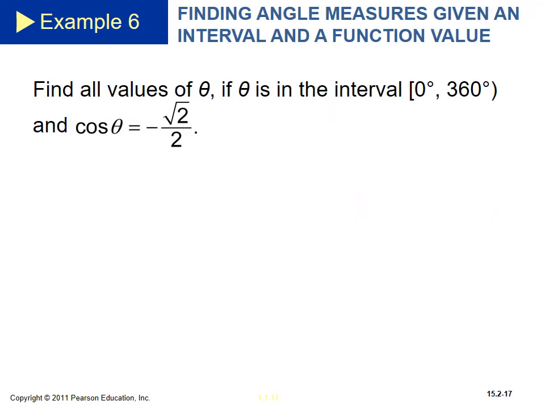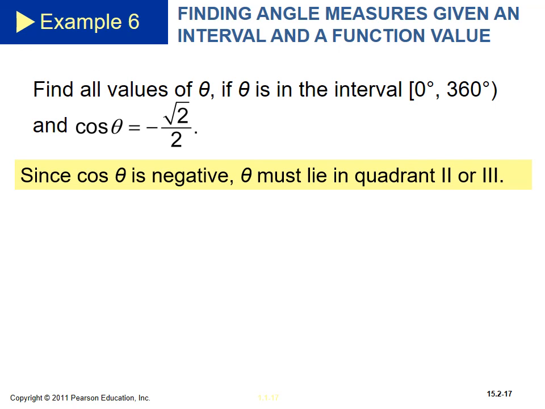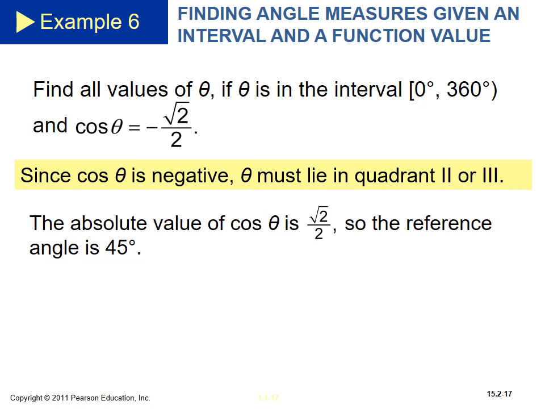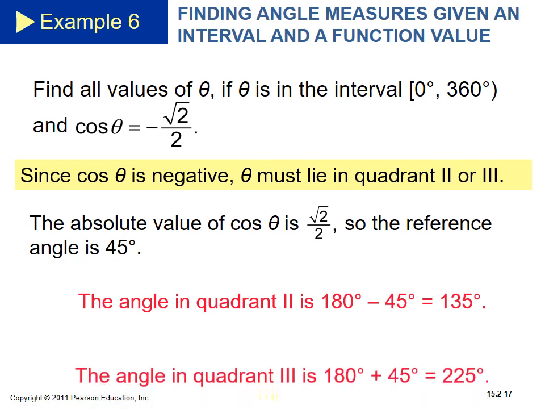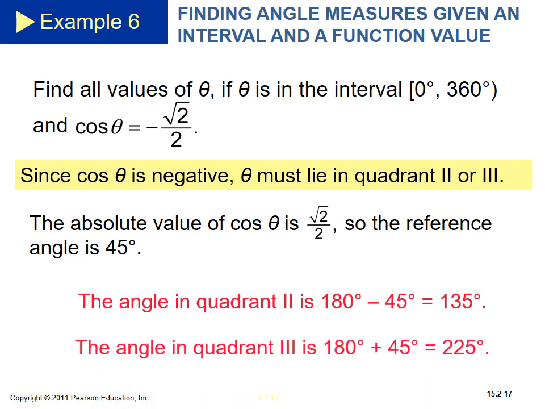All right. Find all the values of theta if theta is in the interval between 0 and 360 degrees, and the cosine of theta is negative square root of 2 over 2. So since this is negative, theta must lie in quadrants 2 or 3. And the absolute value of the cosine of theta is the square root of 2 over 2, so the reference angle is 45. Therefore, the angle in quadrant 2 would be 180 minus 45, or 135. And the angle in quadrant 3 would be 180 plus 45, which is 225.